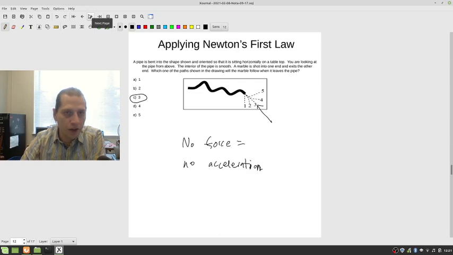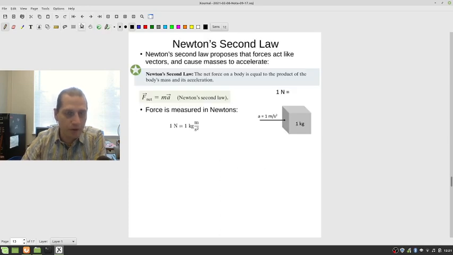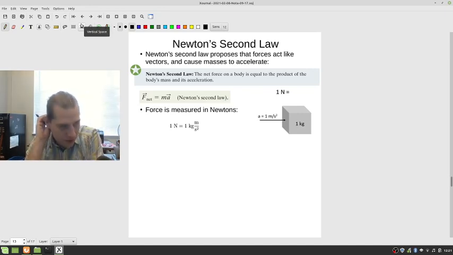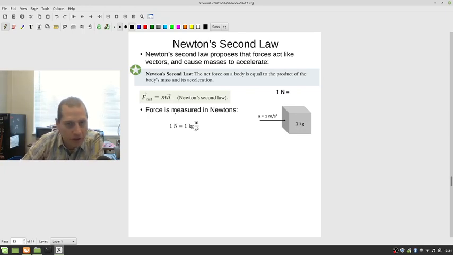All right, now Newton's first law is not terribly informative. Most of the rest of the course is going to be spent teasing out the applications of Newton's second law. And Newton's second law, I hope you've seen it before, but maybe you haven't, is F equals ma. And if you remember one equation from this whole course, it should be F equals ma. That is the key equation of the first semester of physics. And Newton's second law proposes that forces act like vectors and they cause masses to accelerate.